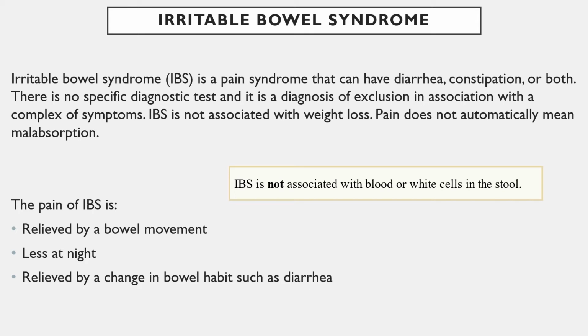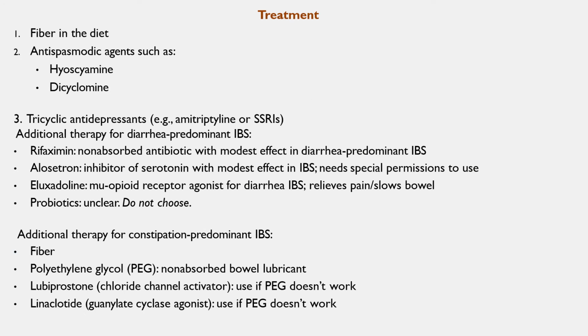Let's go to the next slide, which is slide number 7. Here in this slide, we'll discuss the treatment of IBS. Usually, fiber in the diet is number one. Number two, antispasmodic agents such as lacoxamide or hyoscyamine. Also, number three, tricyclic antidepressants like SSRIs or amitriptyline.